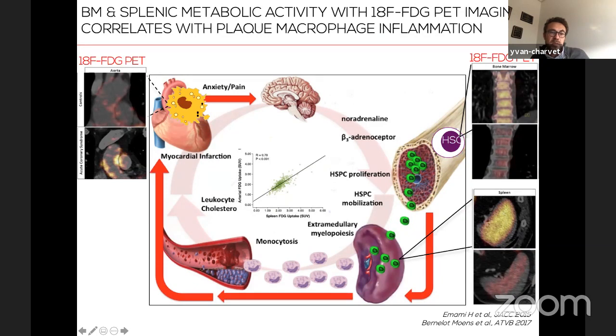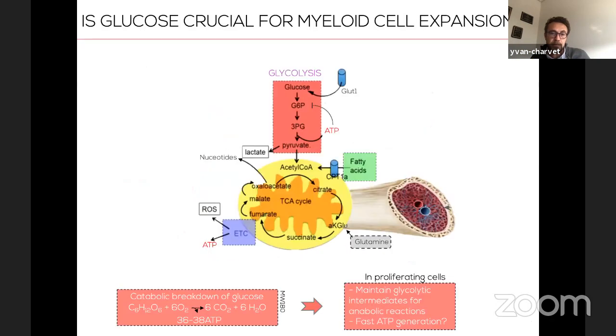But what was very interesting is that it correlates very well with the amount of glucose taken up not only by the bone marrow, but also by the spleen. And if you look at the correlation, it's very linear, suggesting that it's a general change in glucose utilization and the general inflammatory response that is observed in patients with cardiovascular disease.